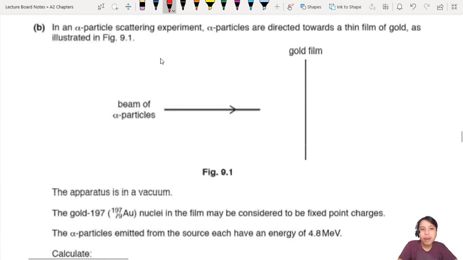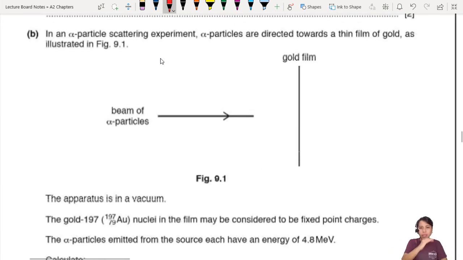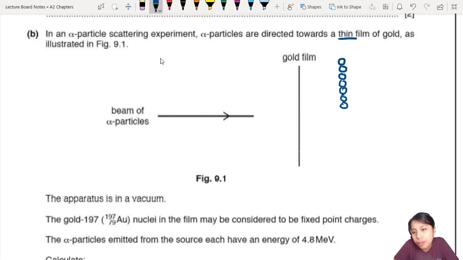In an alpha particle scattering experiment. Oh, isn't this from AS? The particle physics, the Rutherford experiment? Alpha particles are shot towards a thin film of gold. So it goes like bang, bang, bang, bang, bang, bang, bang. Shoots it to the right. And well, you can imagine a thin gold film. Thin gold film assumes that roughly there's one gold nucleus there, so either you hit it or not lah.